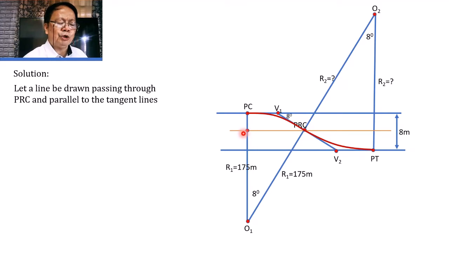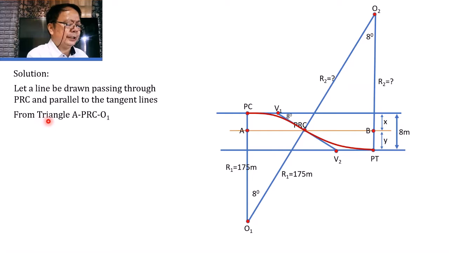And assuming that this point shall be called A, while this point shall be called B. So when we draw a line parallel to the tangent lines, we have divided the parallel lines into two separate magnitudes, such that this distance may be called X, while the bottom one may be called Y. Now, we're going to consider triangle A, PRC, and O sub 1.